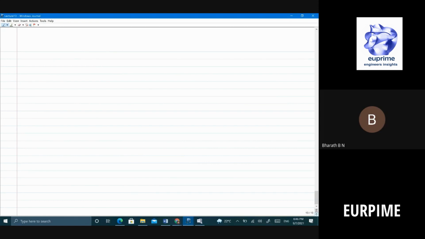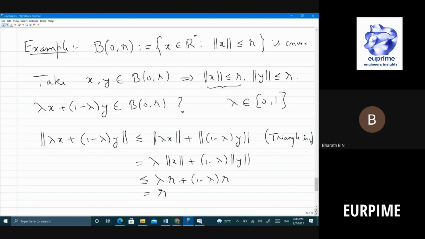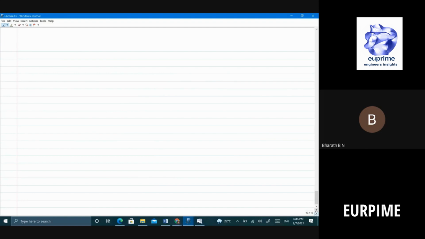Anything else? Okay. So there are many other sets which give us a convex set. We will see many more such sets as we move forward. Okay. Now let me give you one more example, but this is definitely convex, and it is much more than convex. Let's look at this.